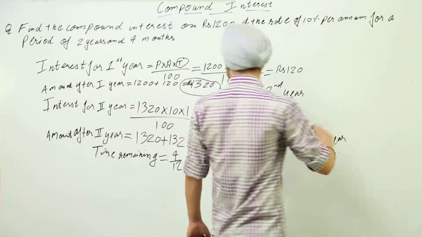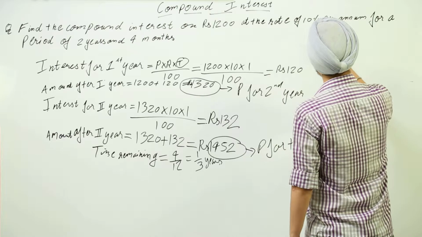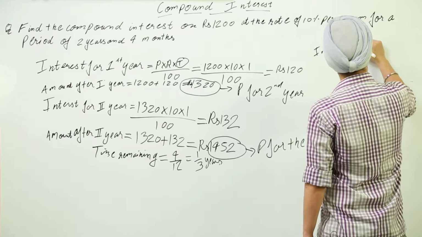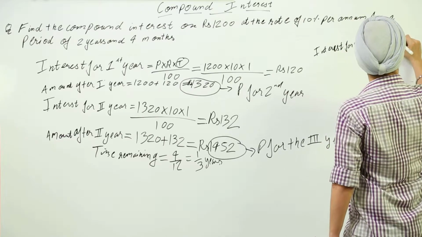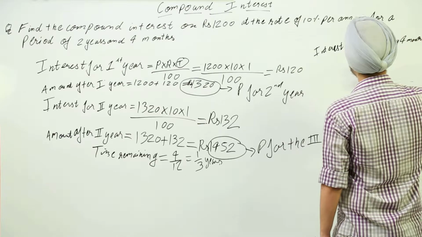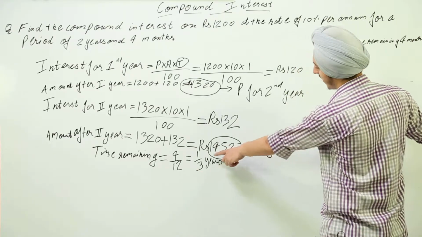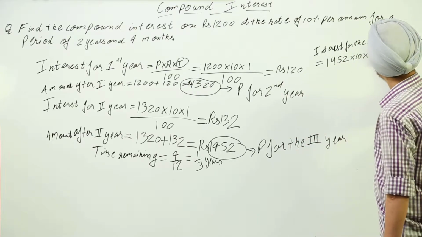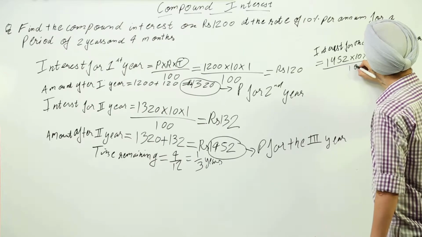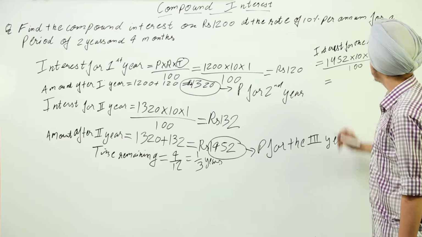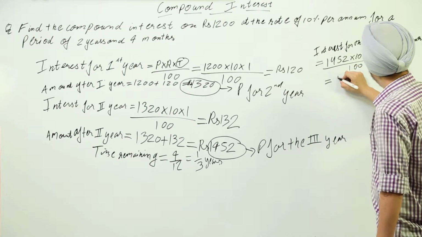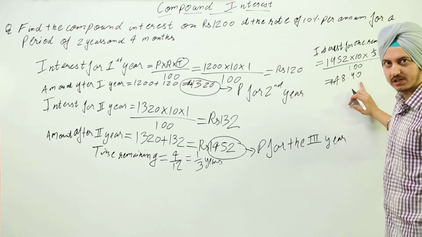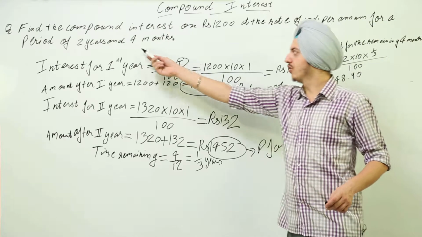So if we have to calculate the interest for the remaining 4 months, this is the interest for the remaining 4 months is equal to, what is the principal? We have 1452 into rate, that is 10, into 1 by 3 upon 100. Now this interest comes out to be equal to 48 rupees and 40 paise. So this is the interest for the 4 months that are remaining.